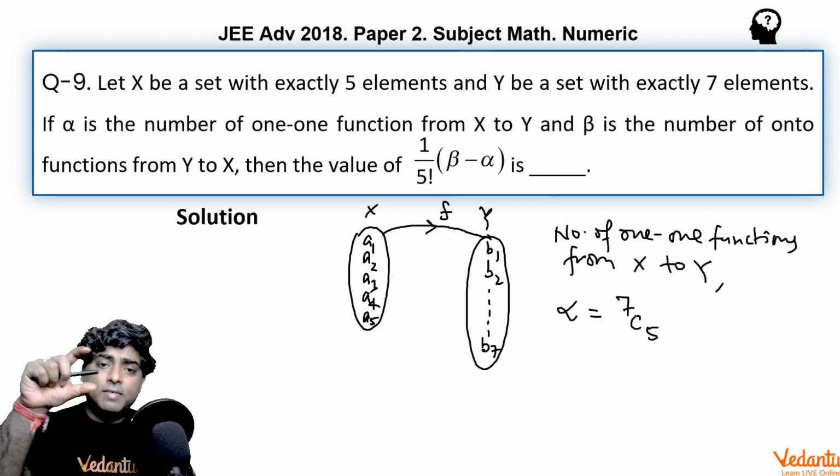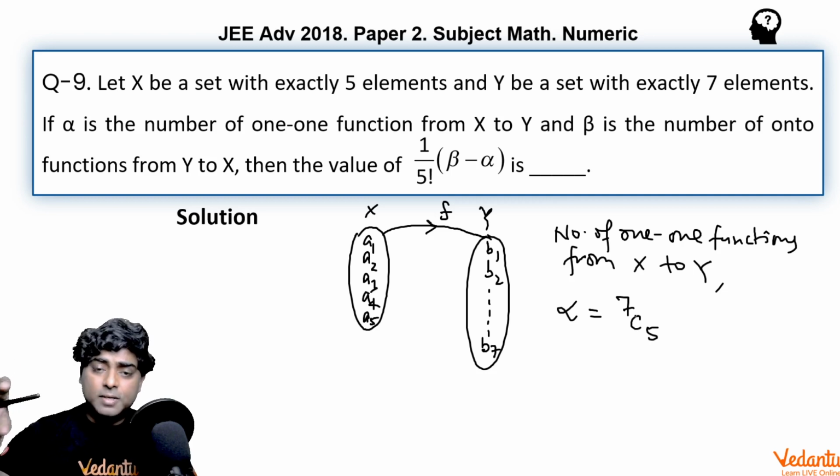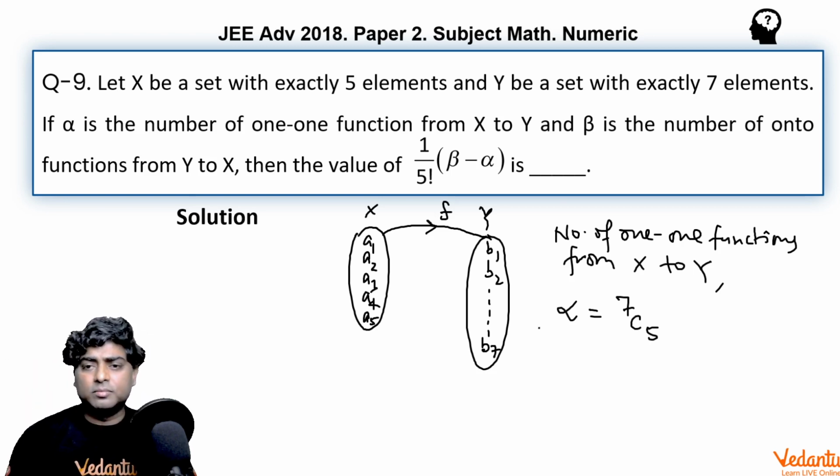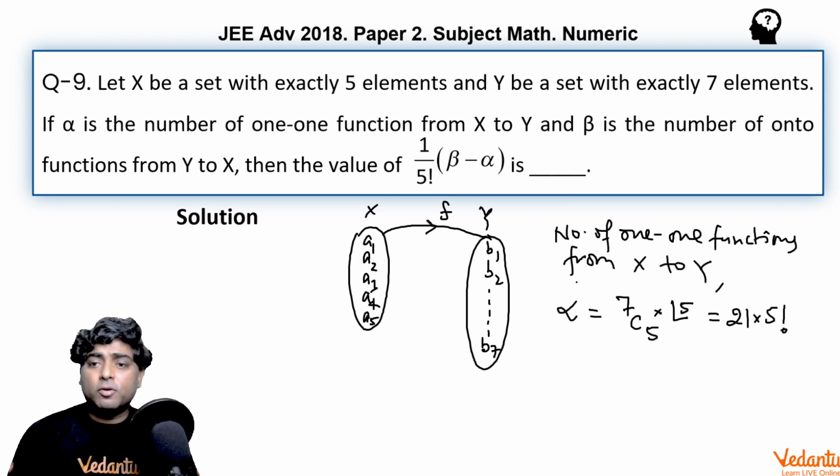Now corresponding to every case, we have 5 elements in X and 5 chosen elements in Y. So now we have to arrange these 5 elements of X to the selected 5 elements of Y. This can be done in 5 factorial ways. The question is to find beta minus alpha by 5 factorial, so we'll keep it. 7C5 is 7 into 6 by 2, that is 21. So alpha is 21 into 5 factorial, and alpha upon 5 factorial is 21.